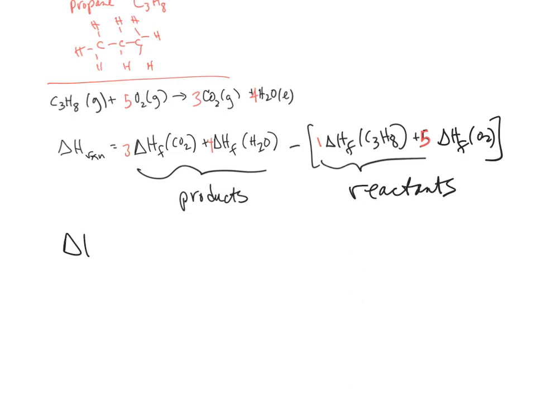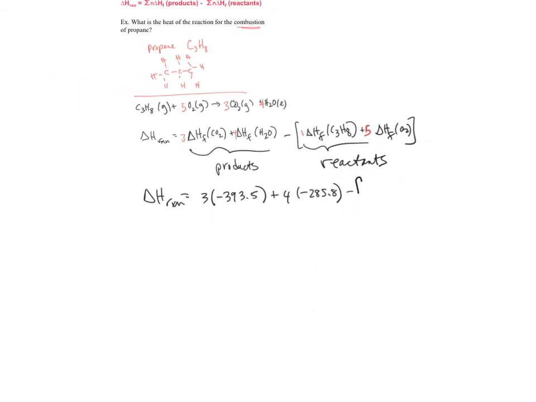Now I take the numbers. Delta H for the reaction is going to be 3 times the heat of formation of CO2, negative 393.5, plus 4 times the heat of formation of water, negative 285.8. Then you're going to subtract 1 times the heat of formation of propane, which from the table is negative 103.85, and then 5 times the heat of formation of O2, which by definition is 0 because it's an element in its elemental form.